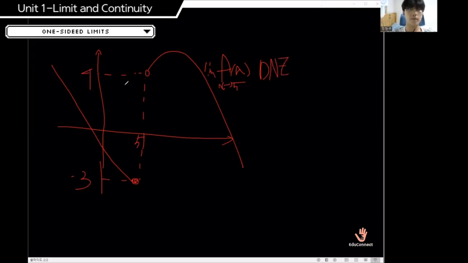Now, let's consider values of x that are only to the left of 5. So the values are smaller than 5. For these x values, f of x is getting closer to negative 3 as we get closer and closer to 5. So we can say that the limit of f of x as x approaches 5 from the left is negative 3. We notate this by putting a small negative sign next to the 5.